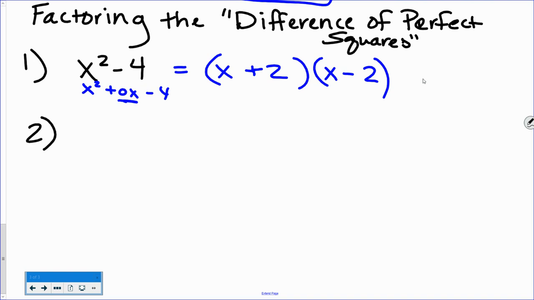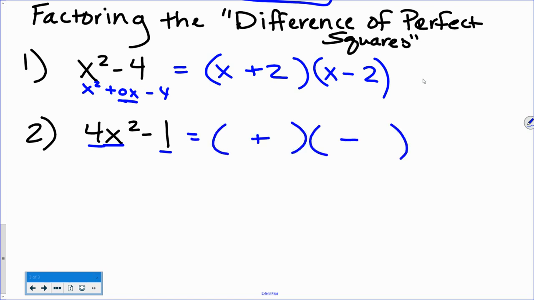like this, if I give you 4x squared minus 1, this would be one where that 4 cannot come out in front because 4 does not divide 1, so it's not a greatest common factor. But 4 is a perfect square, so is x squared, and so is 1. So when I set this up, I'll have one positive in the middle and the other will have a negative because they must cancel each other out because it's missing that middle term.